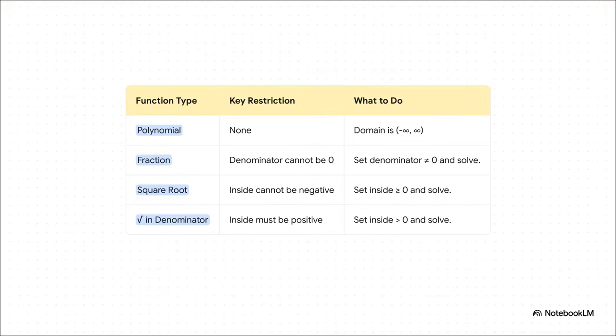If it's a simple polynomial, you're good. It's all real numbers. If you see a fraction, just make sure the bottom isn't 0. If you see a square root, make sure the inside is 0 or positive. And for that special combo of a square root on the bottom, the inside has to be strictly positive. This table right here is your entire toolkit.